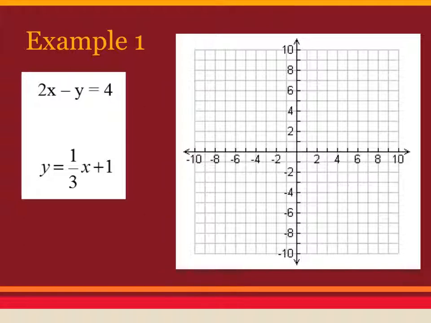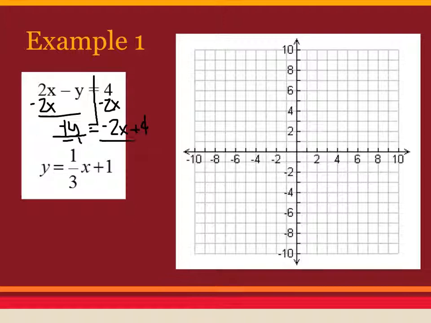To solve for the y value, we're going to split our equation down the equals. We're going to subtract 2x from both sides. When we subtract 2x from both sides, we get negative y equals negative 2x plus 4. Remember that we cannot combine the x and the 4 because they're not like terms. We have a negative 1 in front of y. We need to get the y by itself by dividing each side by negative 1. And that's going to give us y equals positive 2x minus 4.